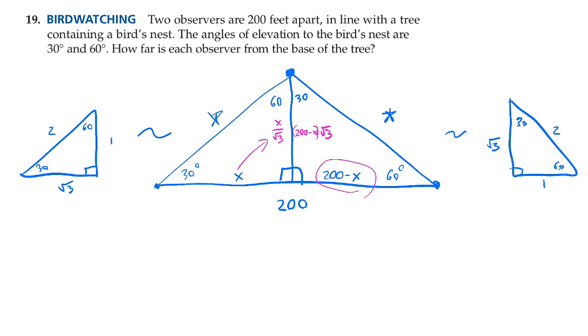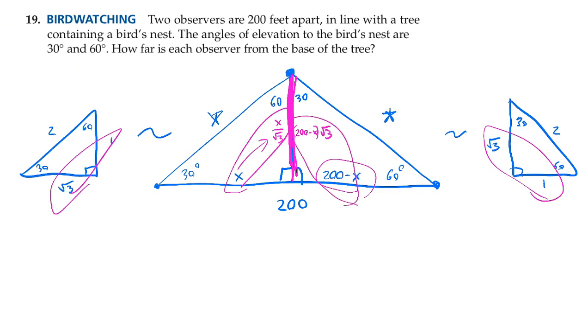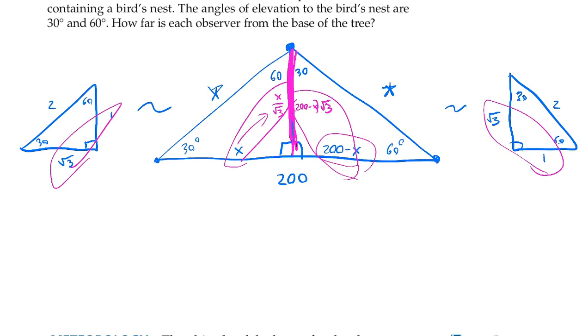So what the heck? Those two must be the same. We didn't even need to use a sine or cosine here because we have our special right triangles. So just using this proportion, we can get this middle height in the left triangle, and using this proportion, we could get the height in the right triangle, but they must be the same. So what we know is that x over root 3 must be equal to 200 minus x times root 3.